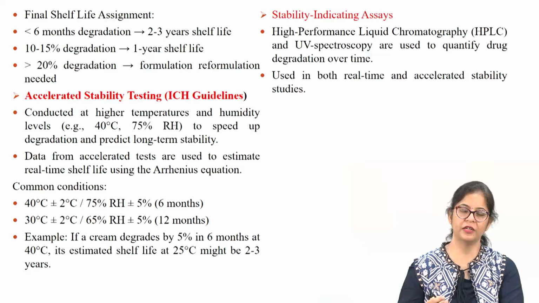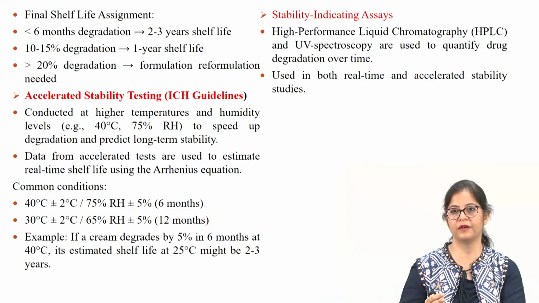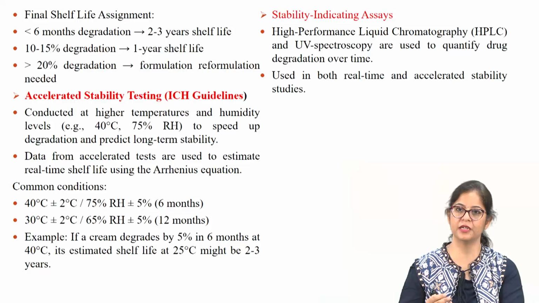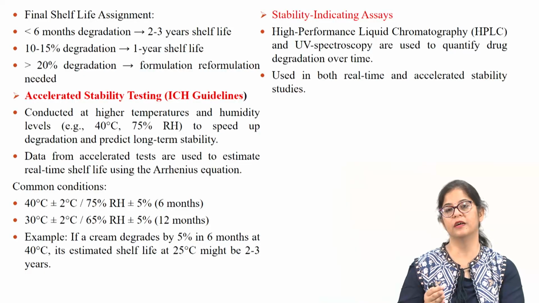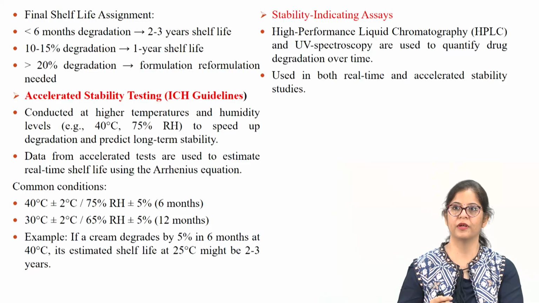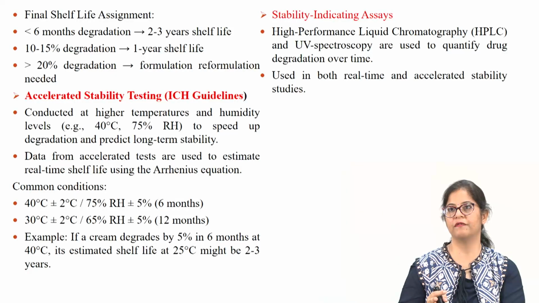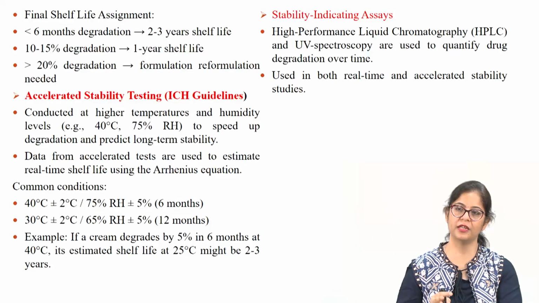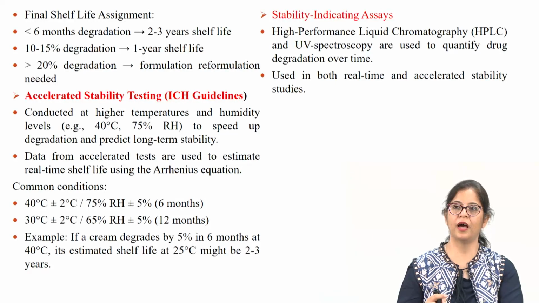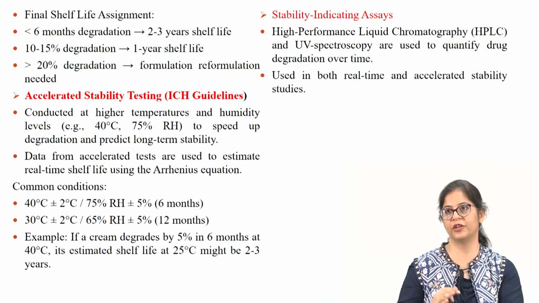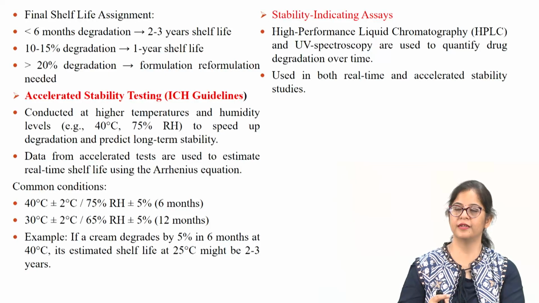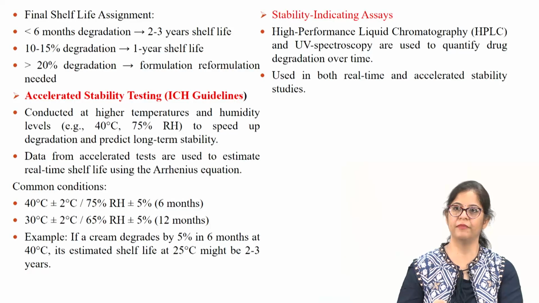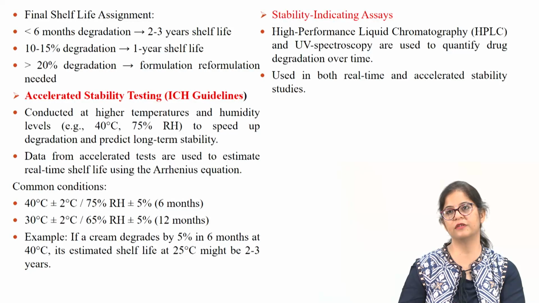The common conditions like 40 degree centigrade, 75% RH for 6 months, or 30 degree centigrade and 65% RH for 12 months can be used for finding the rate of degradation of the drug in the semi-solid dosage form. High performance liquid chromatography or UV spectrophotometry can be used to quantify the drug concentration and the changes over a period of time, and both real time, that is for freshly prepared samples, and accelerated stability tested samples can be compared to find the change in the concentration of the drug.